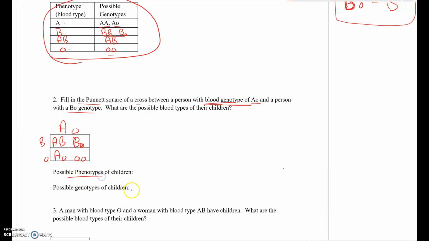So the possible phenotypes of our children: AB genotype has phenotype AB, BO genotype has phenotype B, AO genotype has phenotype A, and OO genotype has phenotype O. And our possible genotypes are what's in our Punnett square here: AB, BO, AO, and OO.